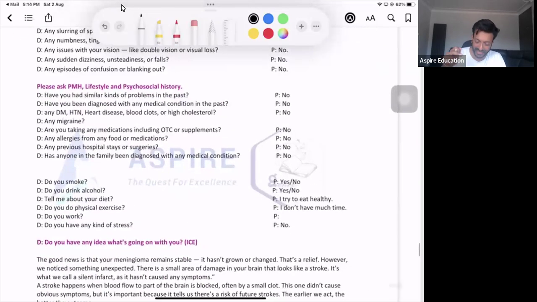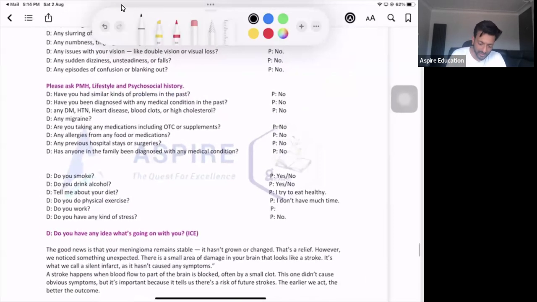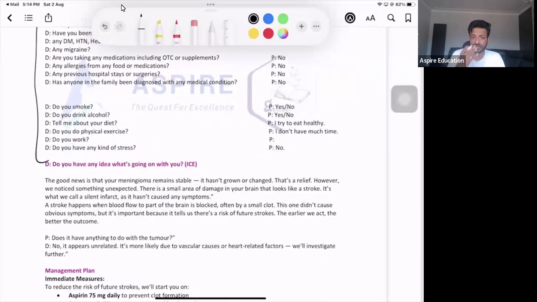What can be the risk factor in this particular scenario? Right. So you'll be able to find some risk factor. And now you will start explaining what you have got. So tell the patient that we have done the scan, the report is there. What we could see is that your meningioma, those tumors that you have got, remains stable. There is no change. So that's very good news. It's a relief. However, I noticed there is something unexpected. A small area of damage in your brain that looks like a stroke. It's what we call a silent infarct, as it hasn't caused any symptom to you.